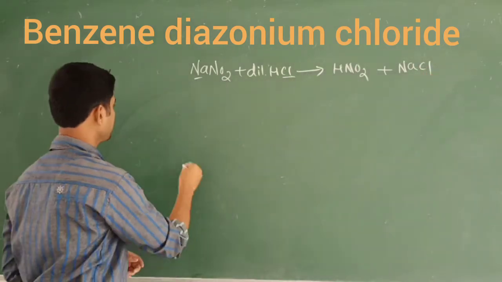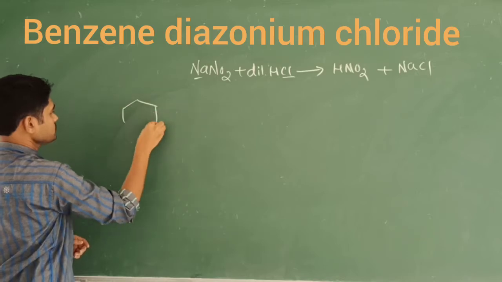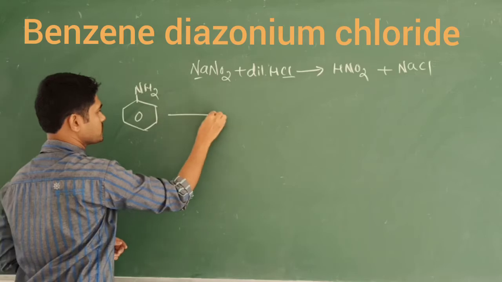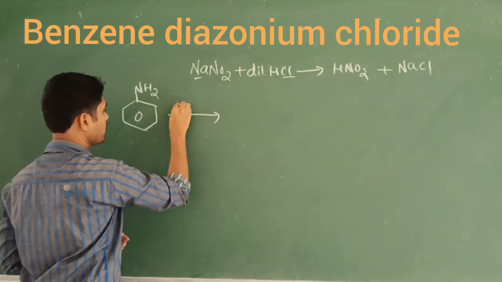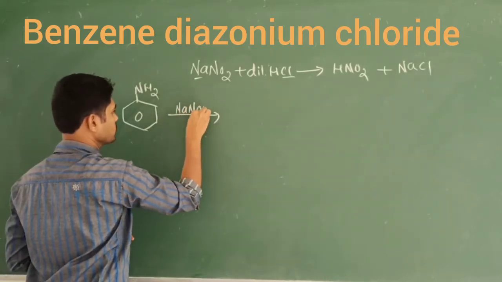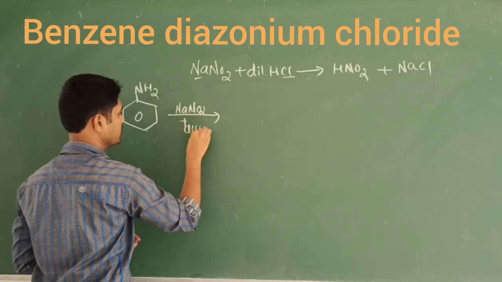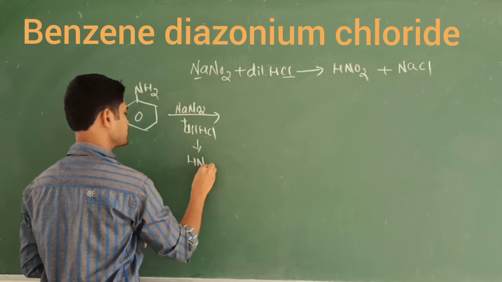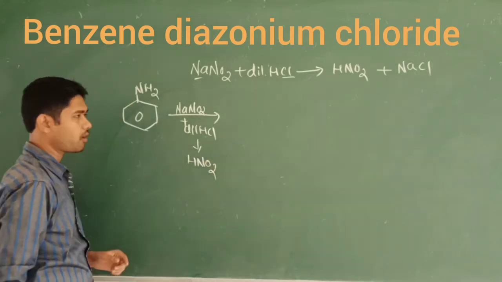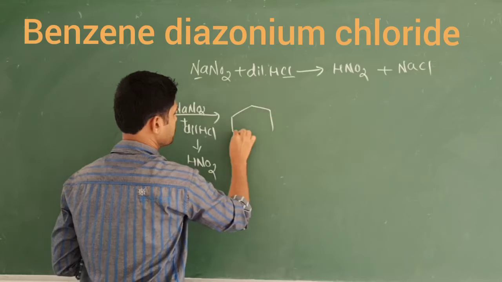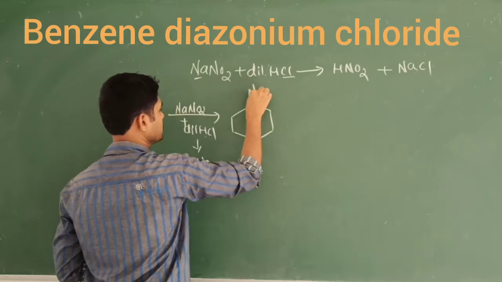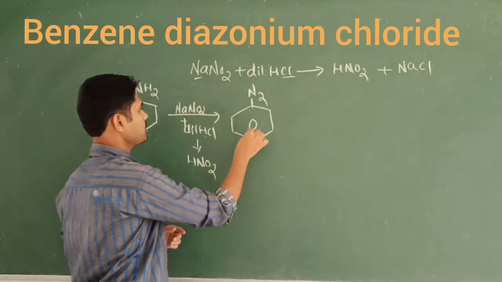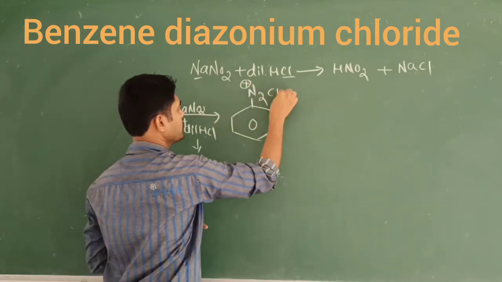So now I am going to take the aniline. This aniline is going to react with this HNO2. How is HNO2 obtained? That is obtained by NaNO2 plus dilute HCl. That is called generation of the nitrous acid, HNO2. We are going to obtain benzene diazonium, as we have studied in the amines chapter. So this is called benzene diazonium chloride salt.